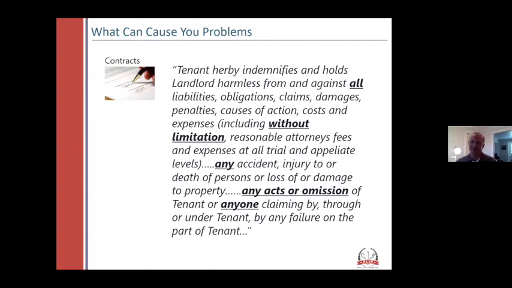And when you look at an insurance policy, the insurance policy doesn't say we're going to cover you for everything. An insurance policy has limitations, conditions, and exclusions. This contract doesn't. So when you're signing these contracts, you just got to realize when it says any incident, all liabilities, that's broad. That's broader than your insurance policy. You're going to be assuming some things on your own if this contract is broken.